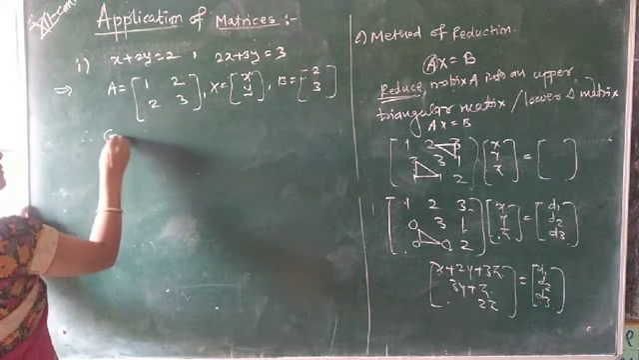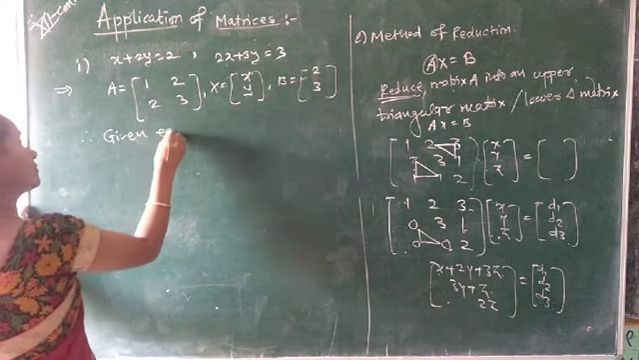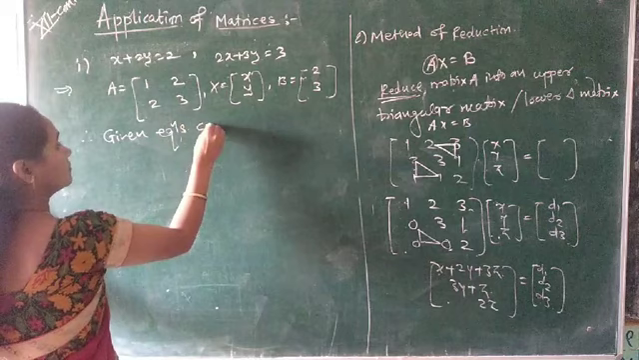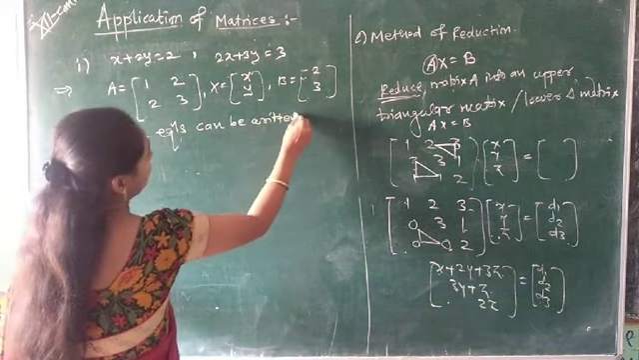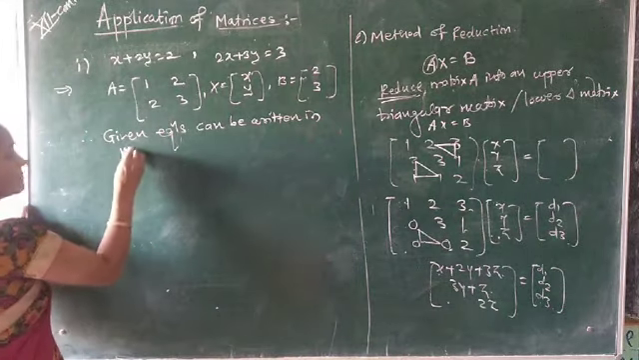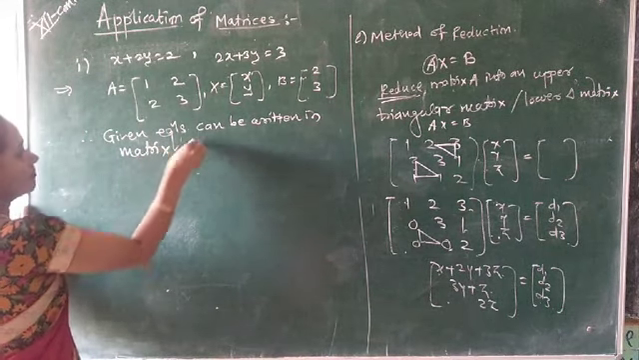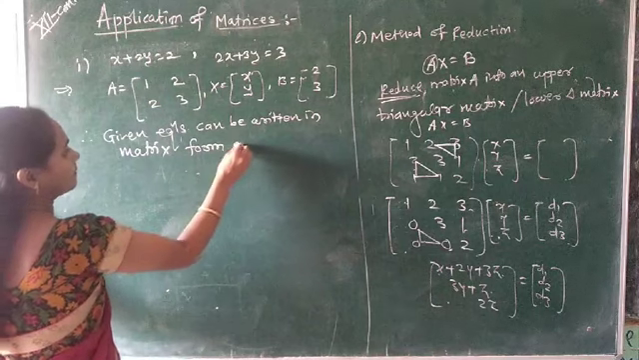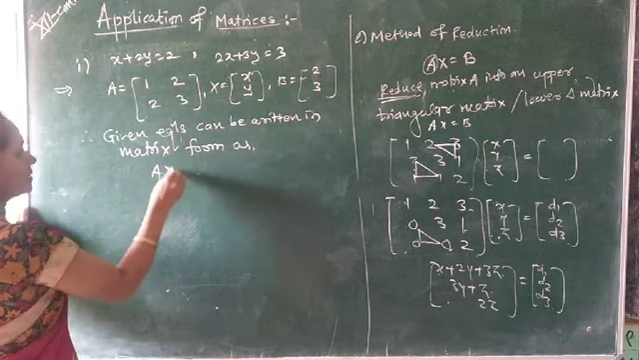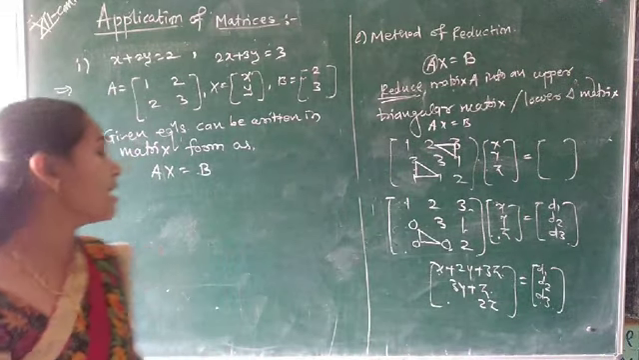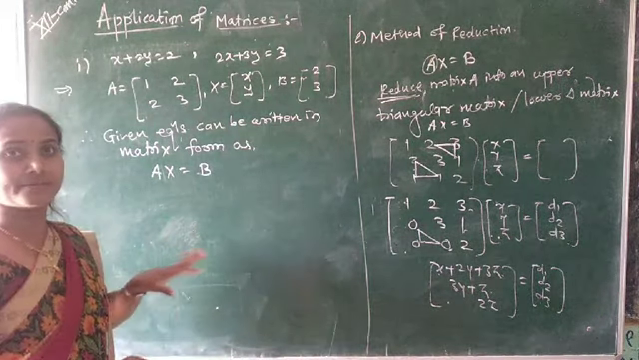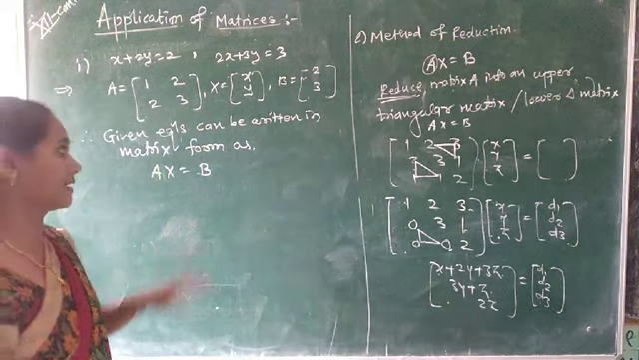Therefore the given equations can be written in matrix form as AX is equal to B. This is our form to write the equation in matrix form.